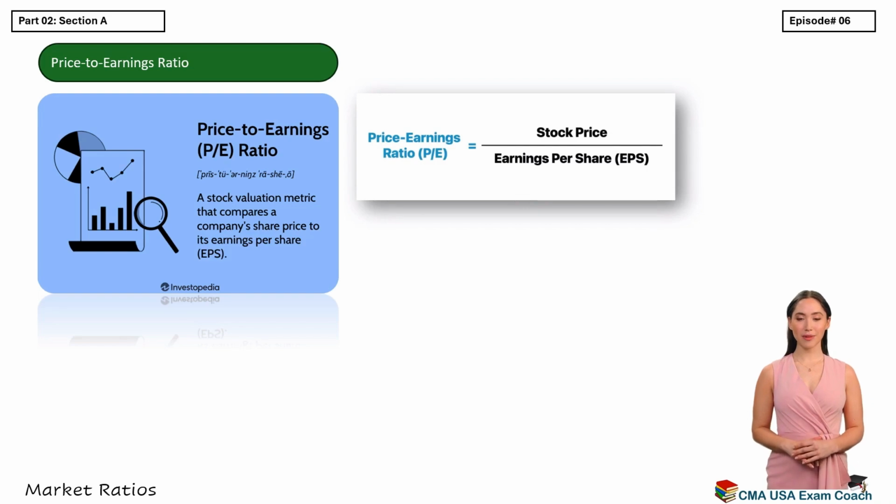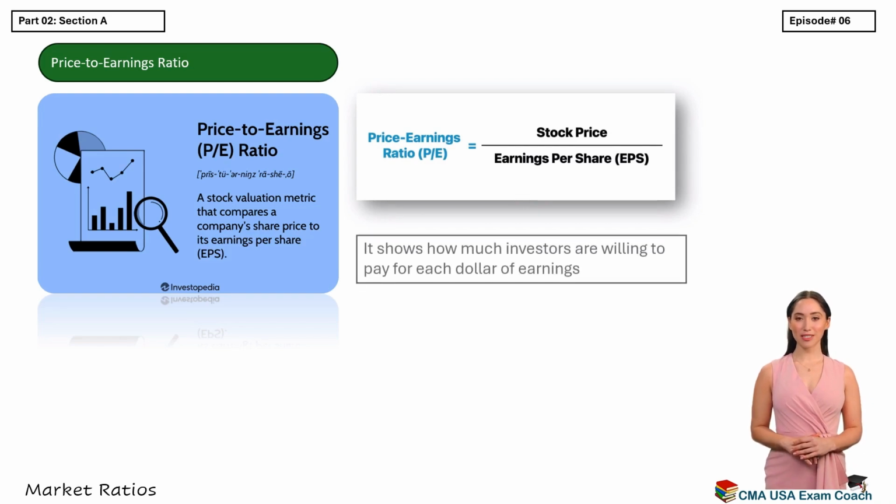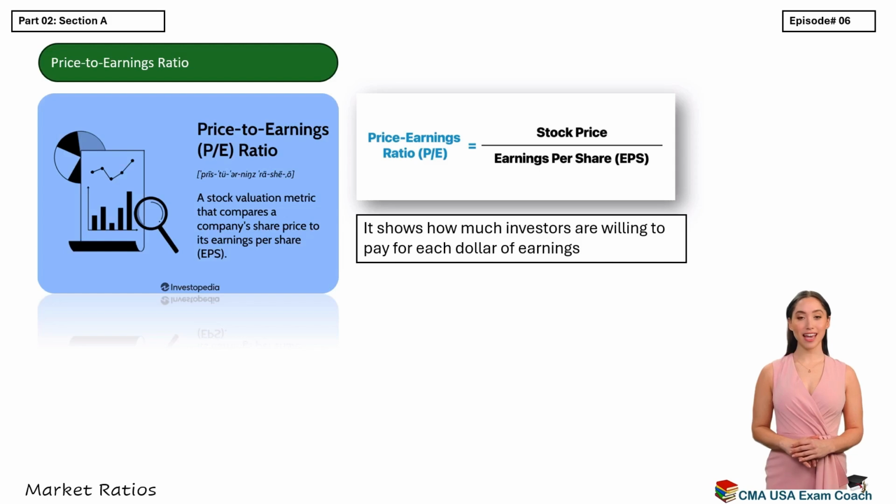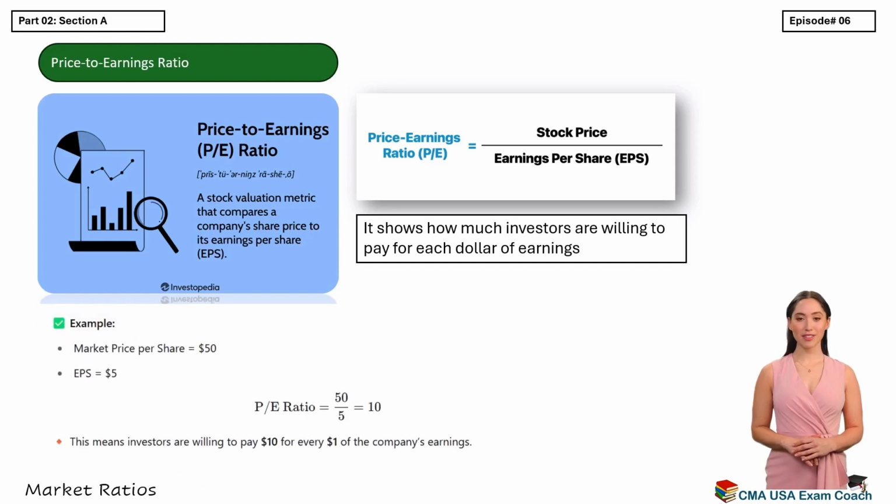Let's take a simple example. Suppose the market price of a company's share is $50 and its earnings per share is $5. Now, applying the formula, 50 divided by 5 equals 10. So the PE ratio is 10. What does this mean? It means that investors are willing to pay 10 times the company's earnings for one share. In other words, they are paying $10 for every $1 of current earnings.